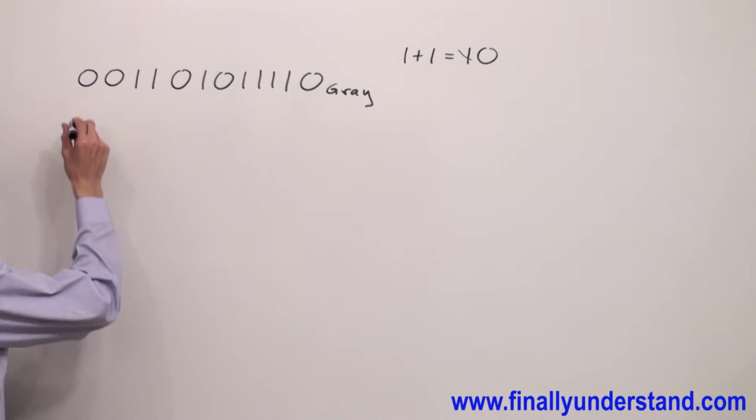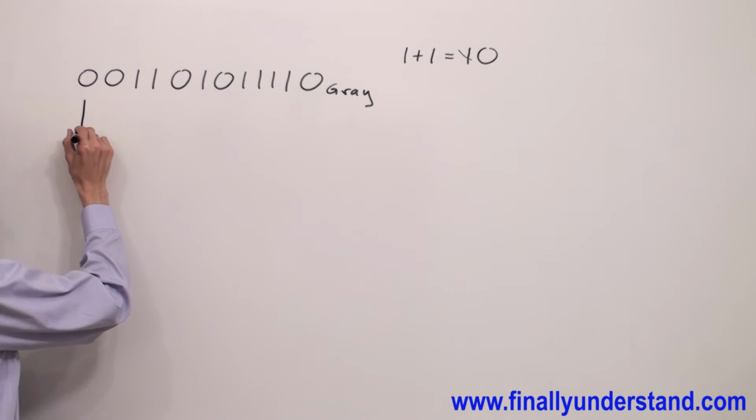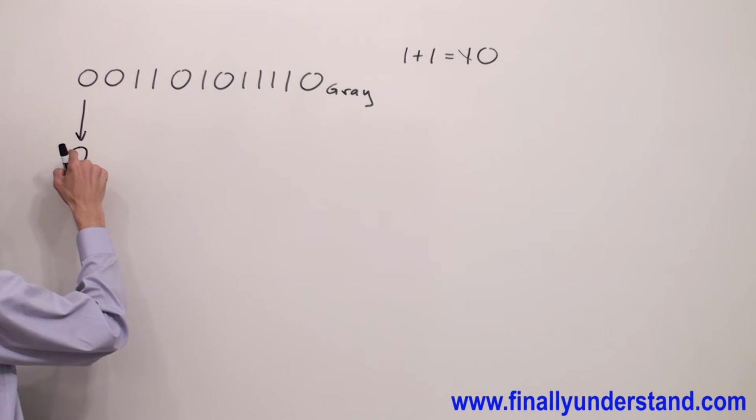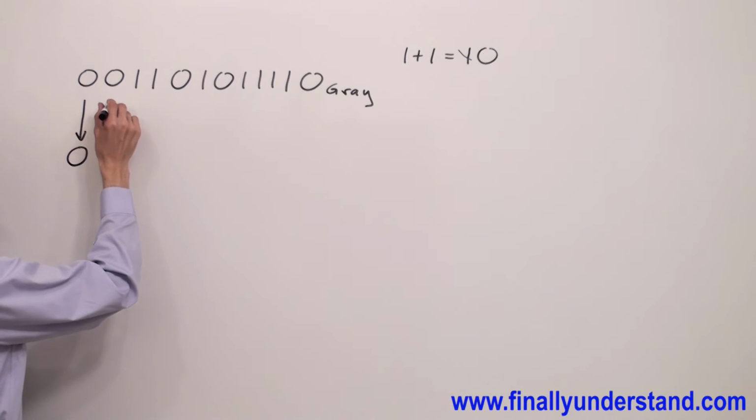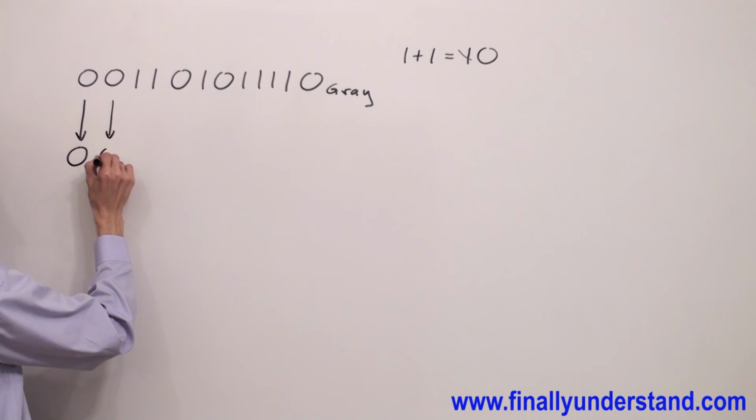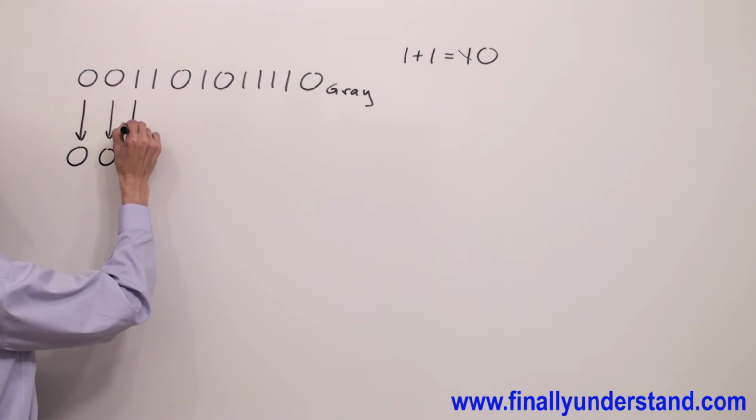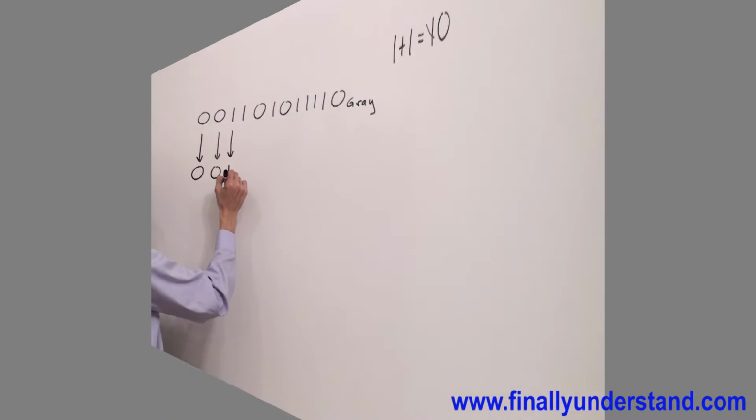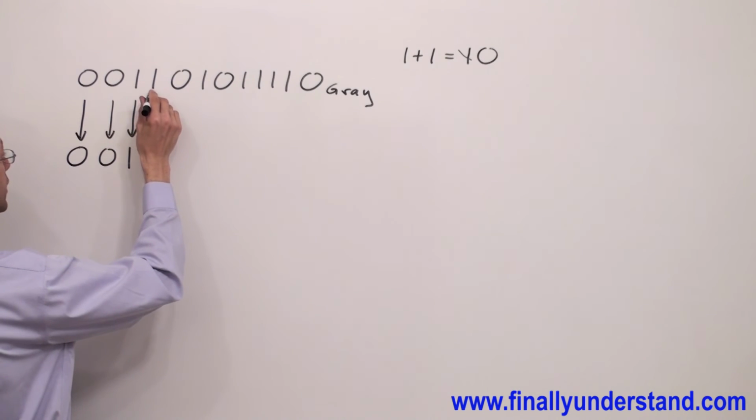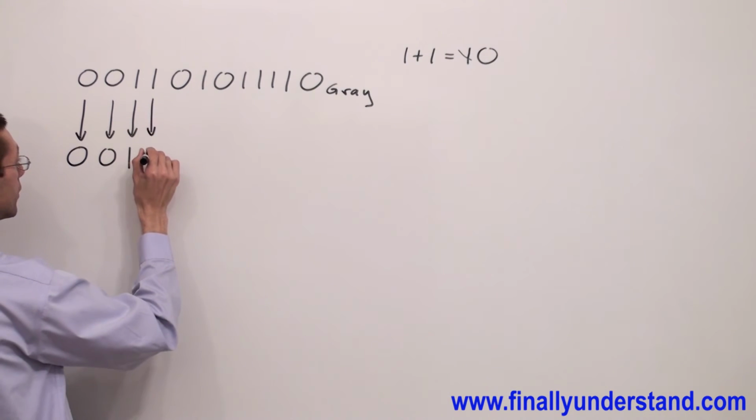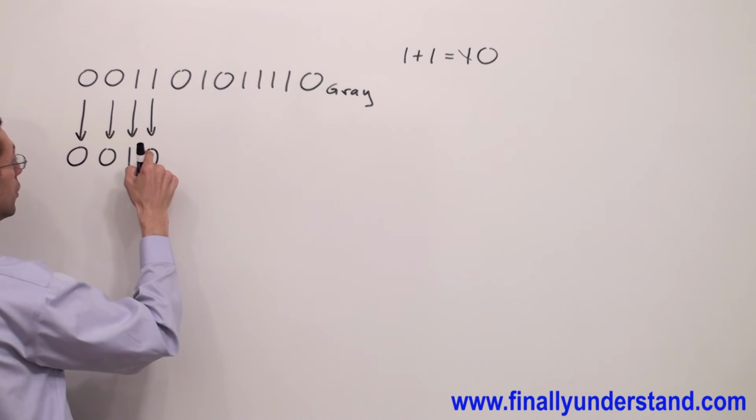We're supposed to copy down the first bit. Now we have addition. 0 plus 0 gives me 0. 0 plus 1 gives me 1. 1 plus 1 gives me 2. I'm supposed to write only 0. Okay, this is my 0.